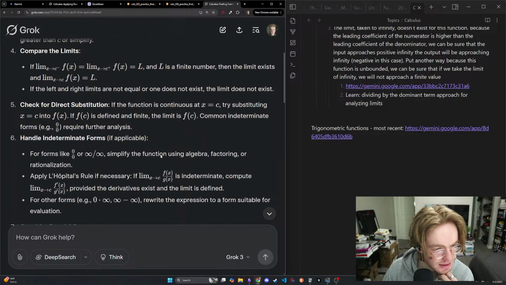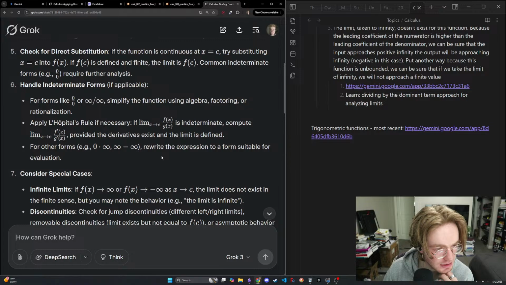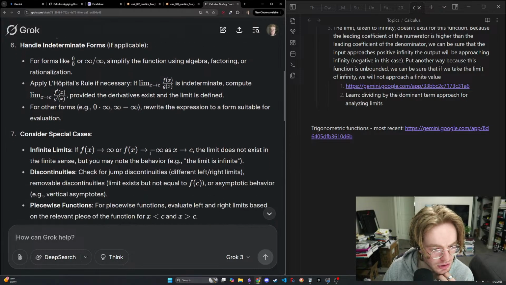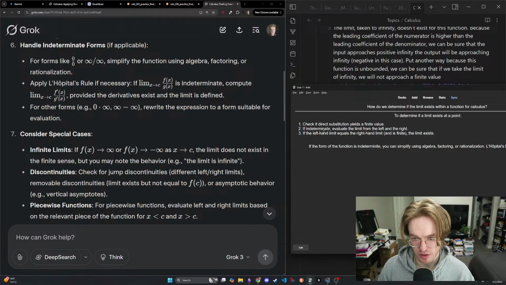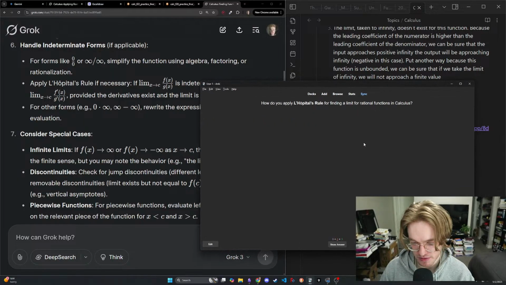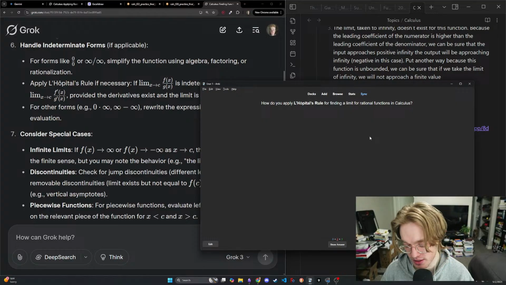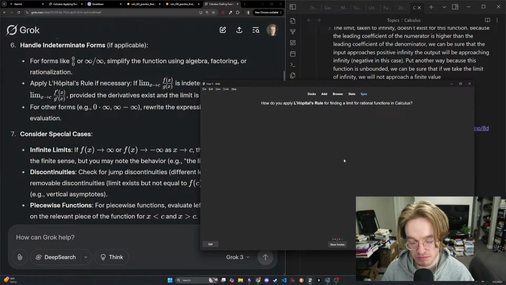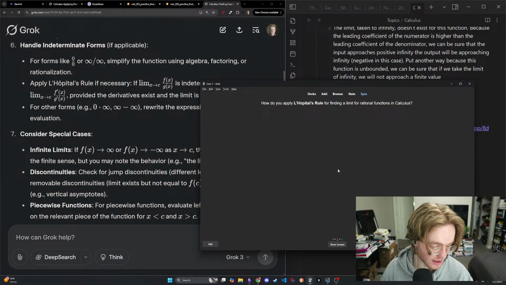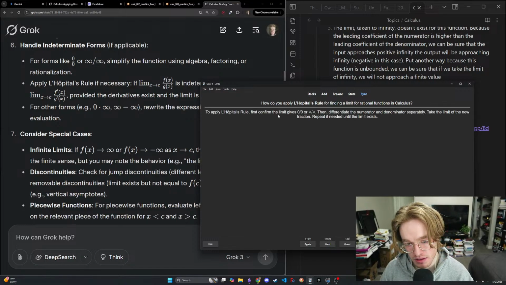Okay, compare the limits. Yep. Check for direct substitution. Handle indeterminate forms. Okay, I think I do want to grab a card of what an indeterminate form is, and that can go through there. L'Hopital's rule. So this is where we differentiate the numerator and the denominator, and then we do that and see if we can take the limit at that point. Okay, we got to confirm first that it's indeterminate.